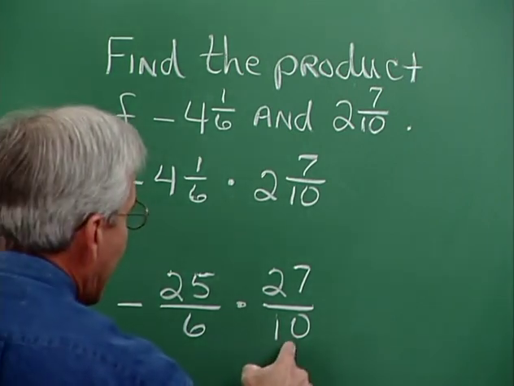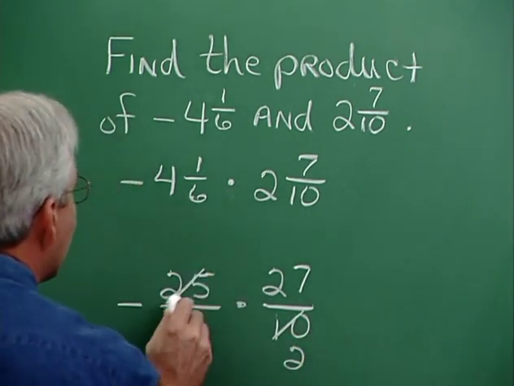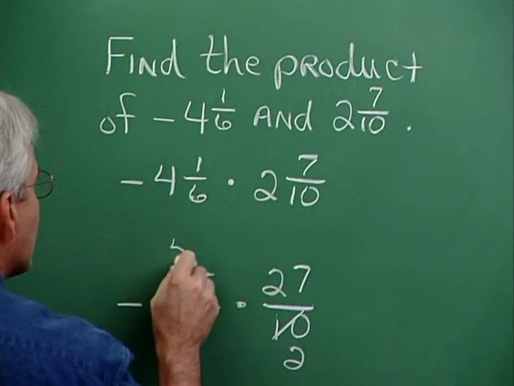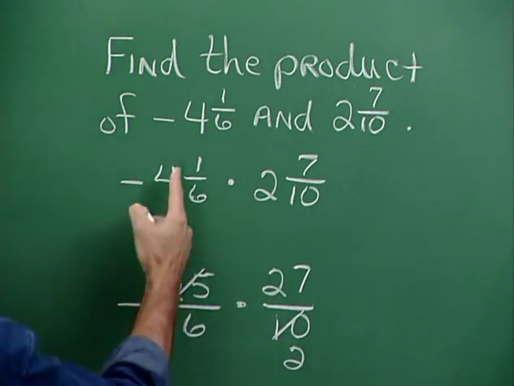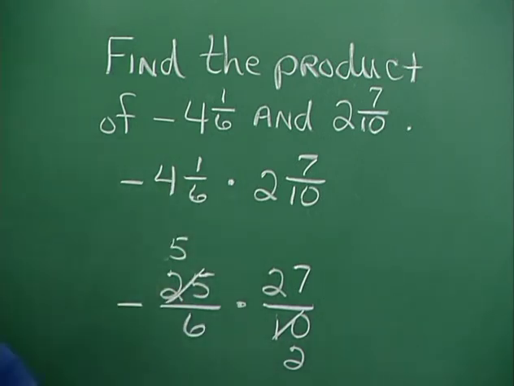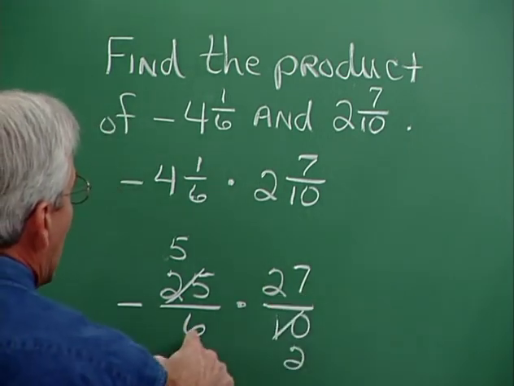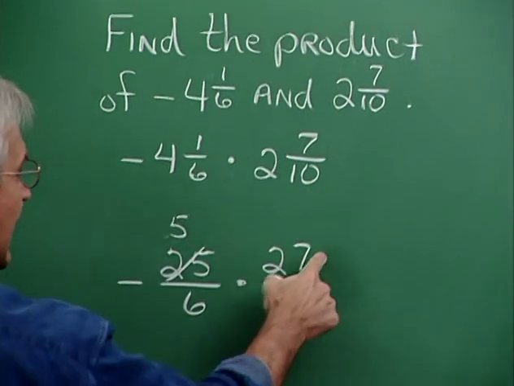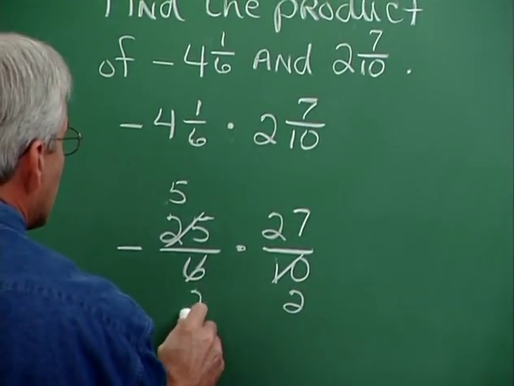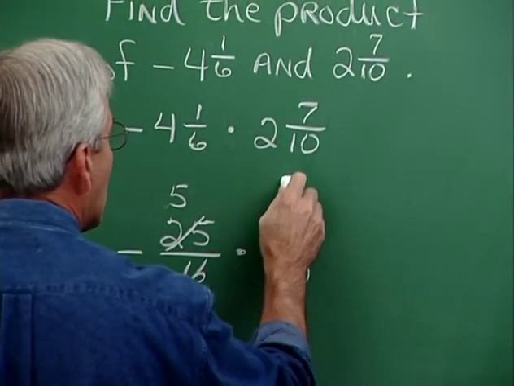Well, let's see. The 5 into 10 goes 2. 5 into 25 goes 5. And now this 5 isn't jammed into that other number. All right, in a similar way, let's see. We have the 6 and the 27. 3 will divide both the 6 and the 27. 3 into 6 goes 2. 3 into 27 goes 9.